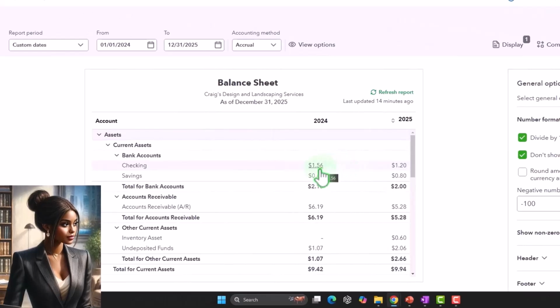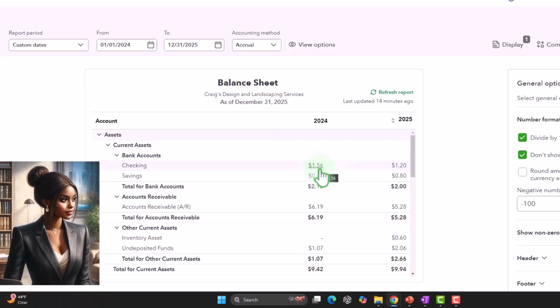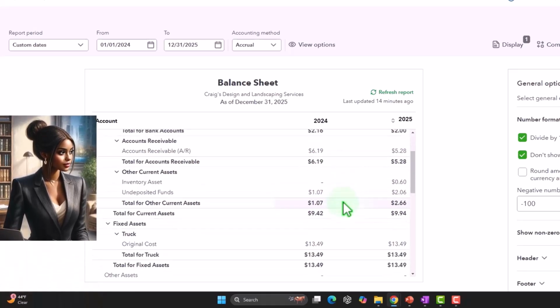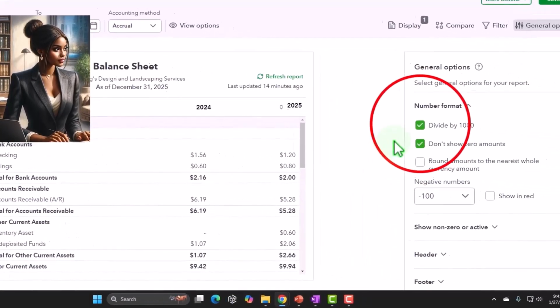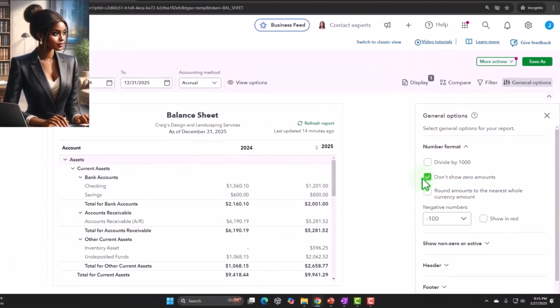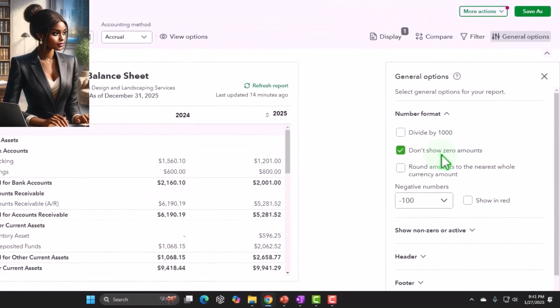So this is going to be 1.56 that we can multiply times 1,000 to get to the actual number, a little bit cleaner and easier to see if we're talking about big numbers. Let's remove that one. Don't show zero amounts.